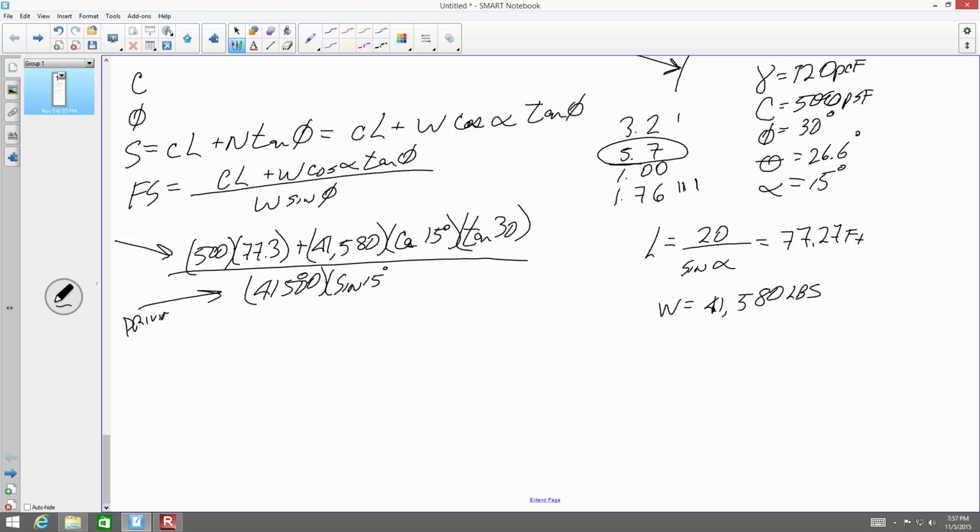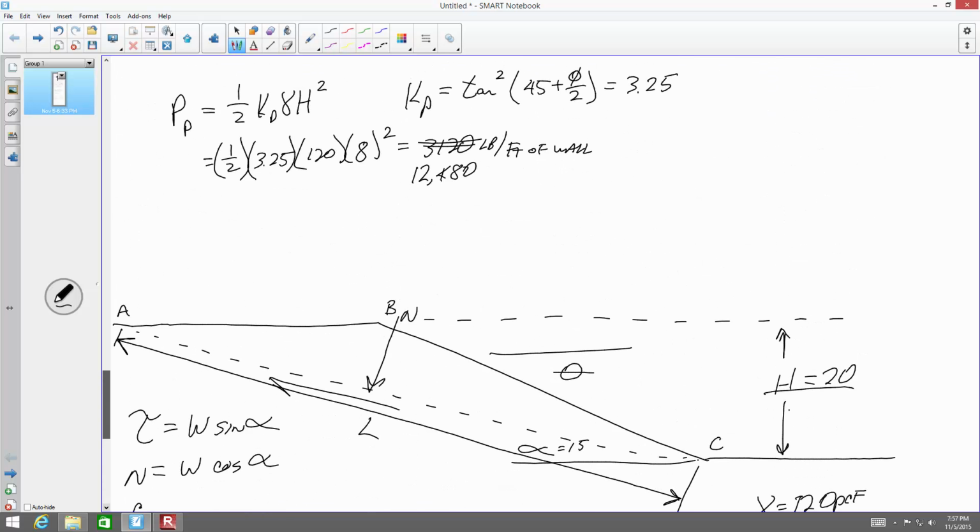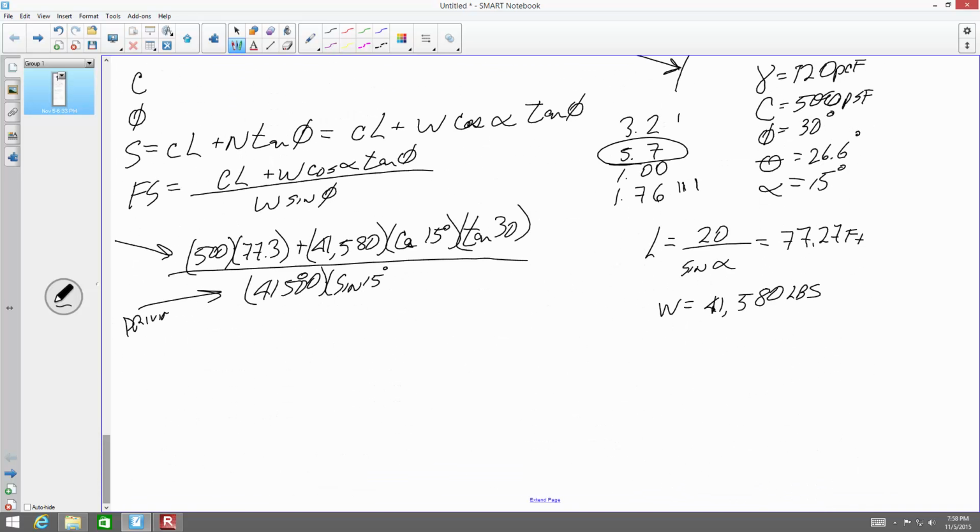No, it's sine alpha because we're looking at the component this way and the component this way. What do you mean, wrong equation? Oh, I do. Sine alpha. Sorry. Good catch, sir. And so that ends up telling us it's 5.7.